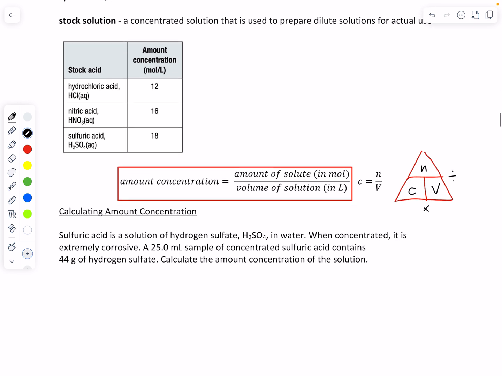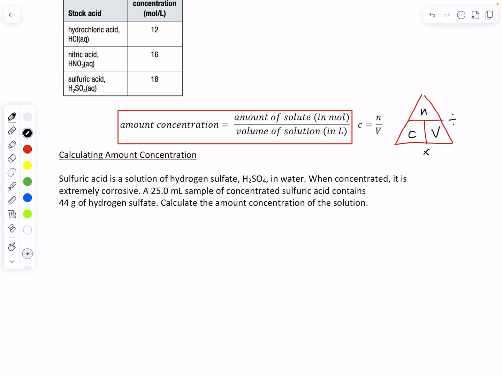Let's try a sample problem, calculating amount concentration. Sulfuric acid is a solution of hydrogen sulfate dissolved in water. When concentrated, it is extremely corrosive. A 25 mL sample of concentrated sulfuric acid contains 44 grams of hydrogen sulfite. Calculate the amount concentration of the solution.